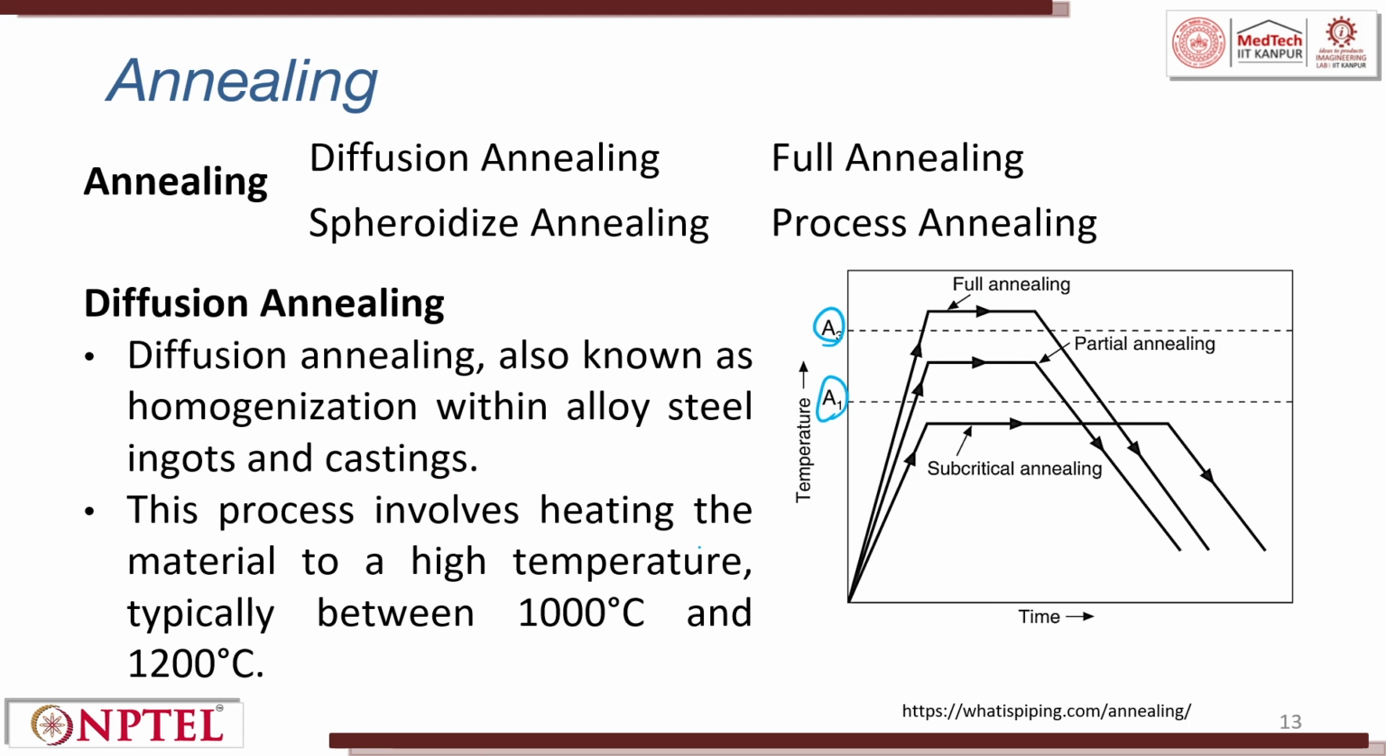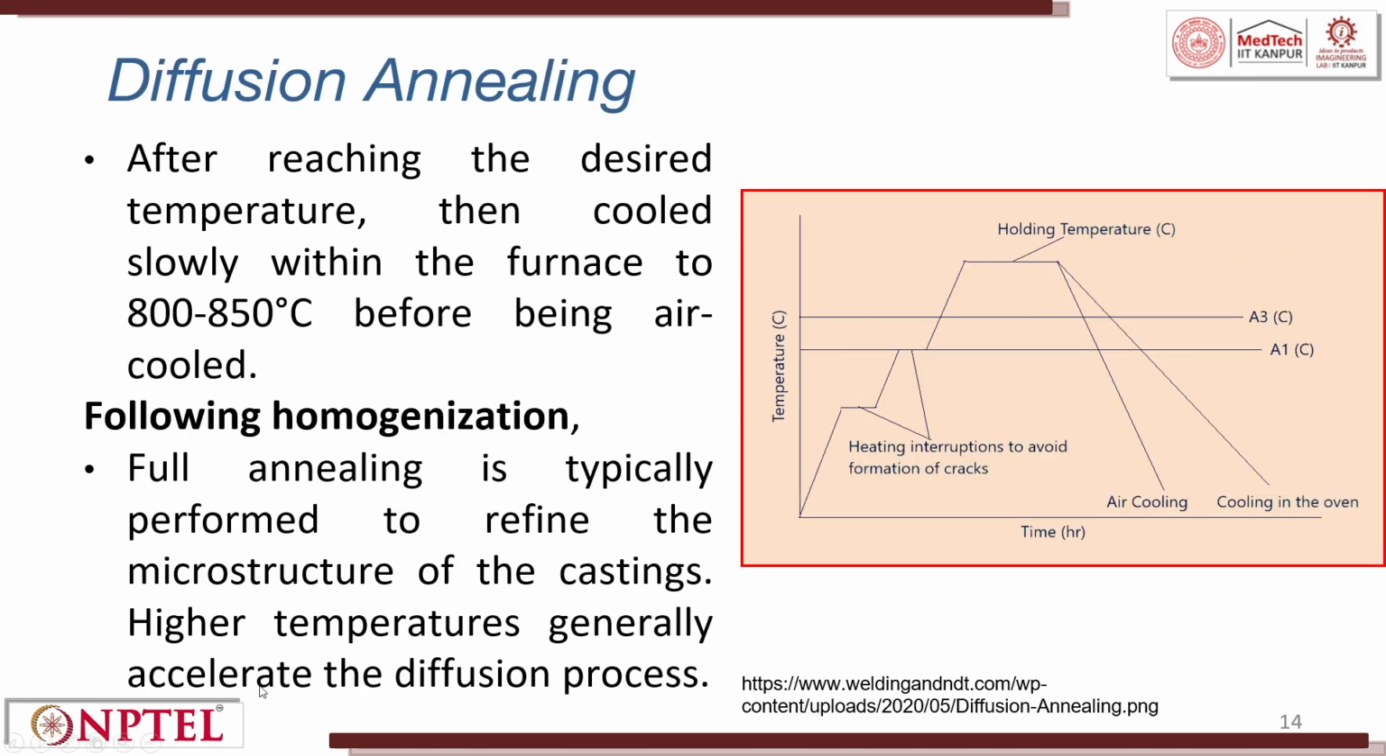The process involves heating the material to a high temperature, typically 1000 to 1200 degrees Celsius, and allowing it to do a furnace cooling. What is diffusion annealing? After reaching the desired temperature, it is cooled slowly within the furnace to 800 to 850 degrees Celsius before being air cooled. So, here what we do is we take it to a temperature, and after that we hold it for some time, then we do slow cooling, right.